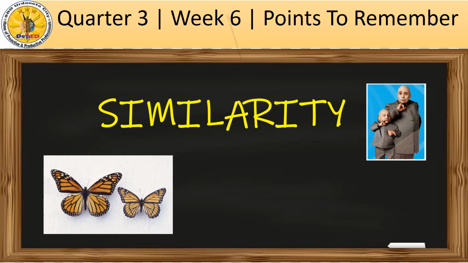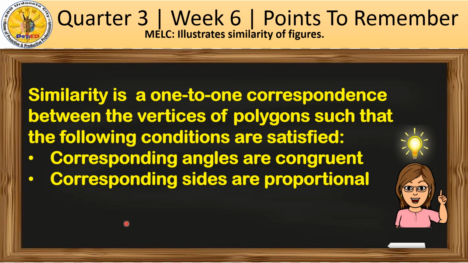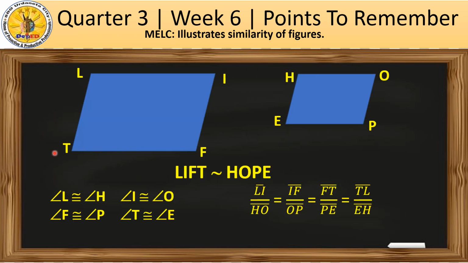For this week's most essential learning competency, we have illustrate similarity of figures, and our lesson for this week will focus on similarity. Here are the things that you have to remember about similarity. Similarity is a one-to-one correspondence between the vertices of polygons. We say two figures are similar if they have corresponding angles that are congruent and they have corresponding sides that are proportional. Okay, I have here, for my example, a pair of similar polygons.